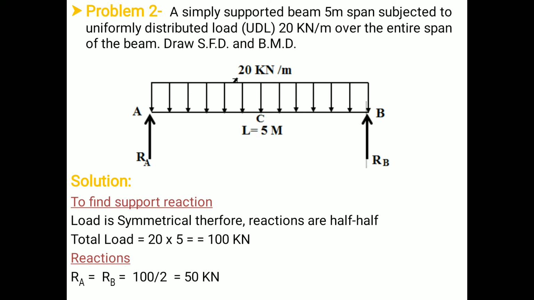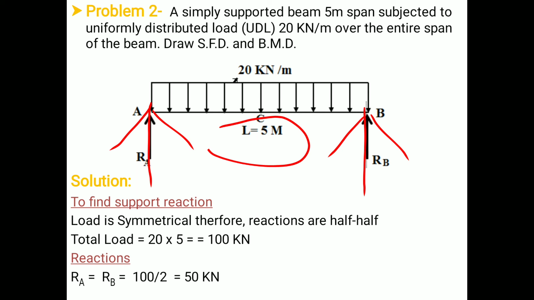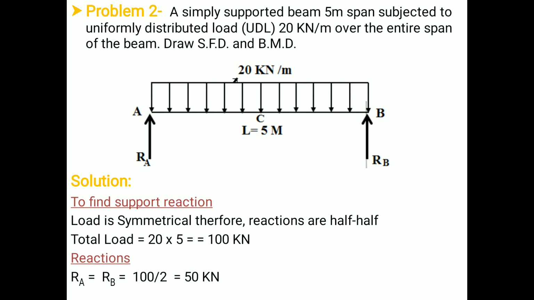Now as given in the statement we have a simply supported beam of span 5 meter. The beam is simply supported at point A and at point B, and it has a span or length equal to 5 meter. It is subjected to a UDL of 20 kilonewton per meter. So this intensity is 20 kilonewton per meter. We have to draw the shear force diagram and bending moment diagram.